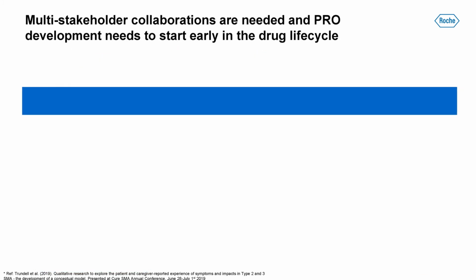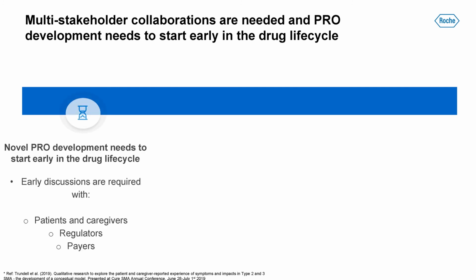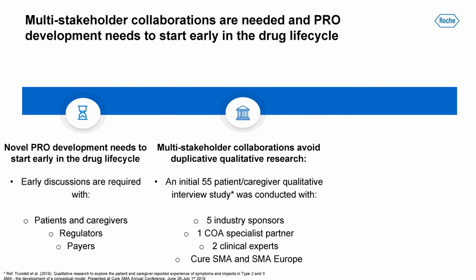I'd like to close by talking briefly about some of the opportunities for learnings from this work. The first is that novel patient-reported outcome development needs to occur as early as possible in the drug development life cycle. As you can see on the prior slide, we started in 2016, but it takes many years to run the appropriate patient studies and psychometric tests. As well as this, we have an opportunity to collaborate with other stakeholders. The first study I described was the result of collaboration with 5 other industry sponsors, a clinical outcome assessment partner, 2 clinical experts, and patient advocacy groups.